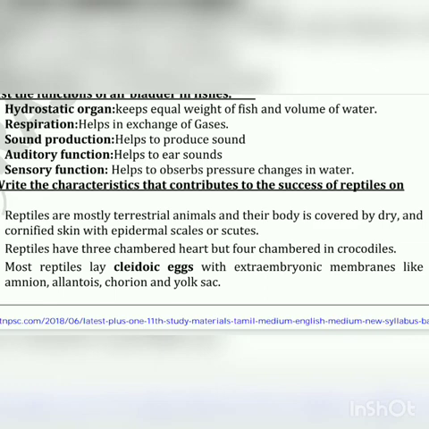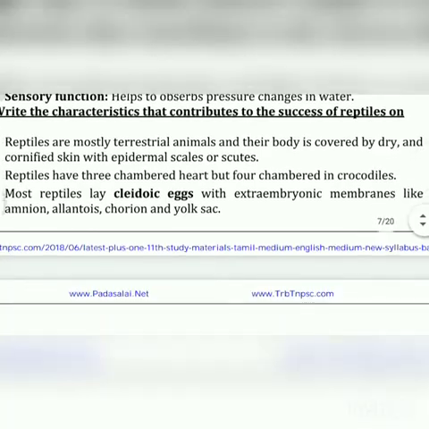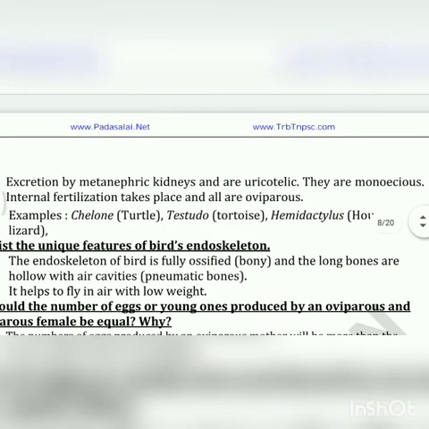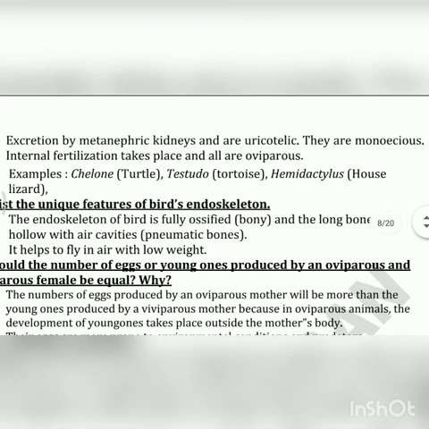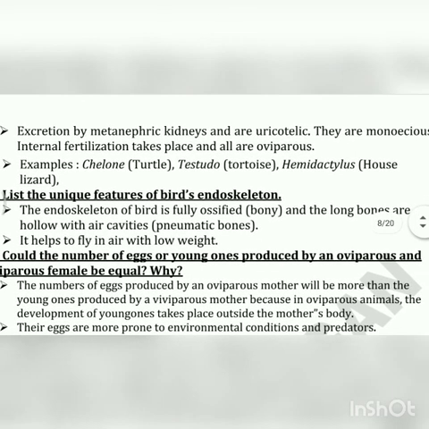Reptiles have a three-chambered heart, but crocodiles have a four-chambered heart. Most of the reptiles lay cleidoic eggs. Cleidoic eggs means it has an outer shell, with extra embryonic membranes such as amnion, allantois, chorion, and yolk sac. Excretion is by metanephric kidney and they are uricotelic. They excrete by kidney and the excretory product is uric acid, so they are called uricotelic. Sexes are separate and internal fertilization takes place and all are oviparous. They lay eggs. Example, turtle, tortoise and house lizard.